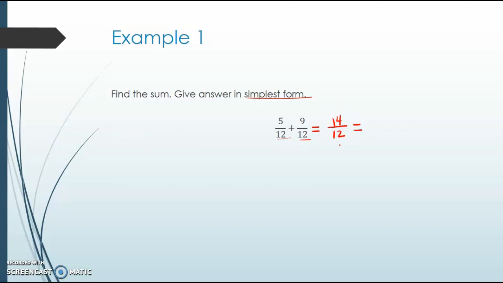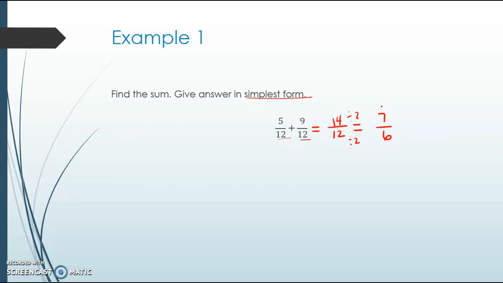So when I'm looking at 14 and 12, both are divisible by 2. So I'm going to divide both top and bottom by 2, because what you do to one, you have to do the other. So the numerator, 14 divided by 2, gives us 7. Our denominator, 12 divided by 2, gives us 6. And so like I said, on your exit ticket, I would accept 7/6.